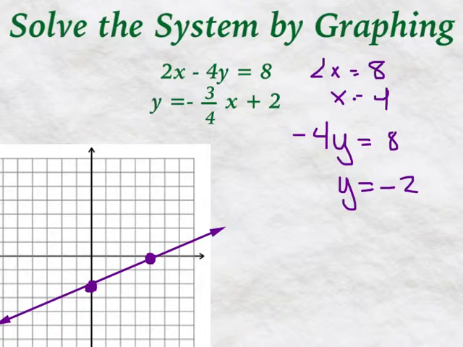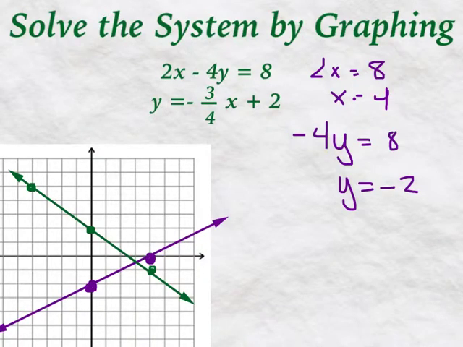Then I can graph my second equation. My second equation is in slope-intercept form, or y equals mx plus b. So my b is at 2. My slope is negative 3/4, so I'll go down 1, 2, 3, and over 1, 2, 3, 4. And then I can even go up 3, 1, 2, 3, and left 1, 2, 3, 4. And then I'll draw my line through.